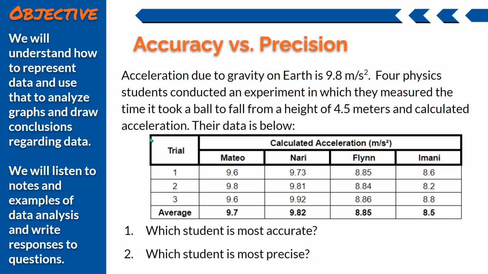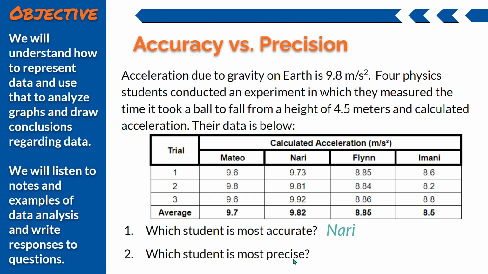So the first question is, who is most accurate? Okay, so taking a look at that data for just a second, Matteo, Nari, Flynn, or Imani, who is the most accurate? Nari, yeah, that's closest to the accepted value, which is up here in the question, 9.8, 9.82, that's really close.